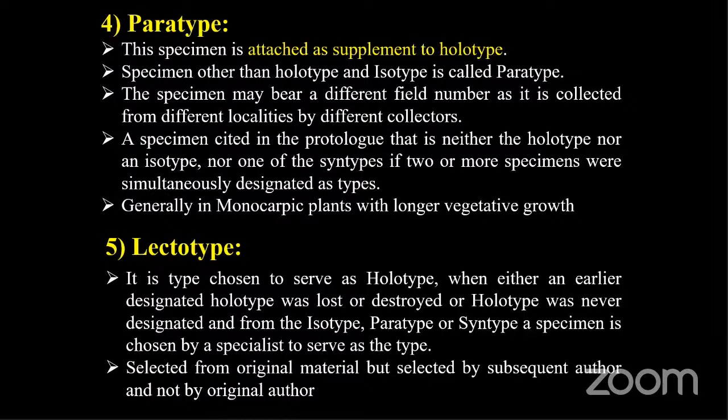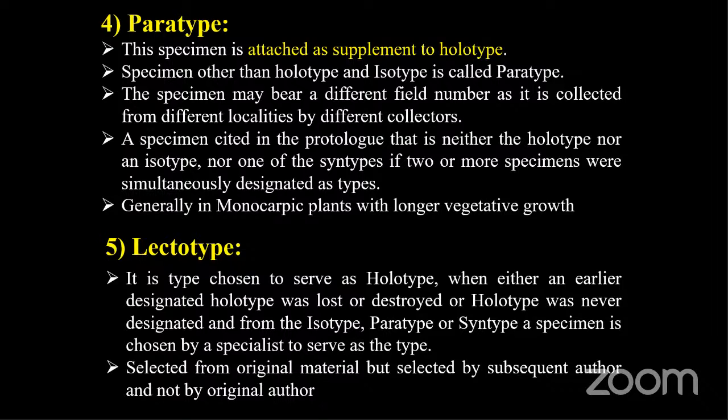Means certain plants need 50 years, 60 years, 70 years, 100 years for flowering. So up to that condition, our lifespan is not so much as the lifespan of that particular plant. So naturally, we have to collect that herbaceous specimen. Or certain plants, for example, Butea monosperma.